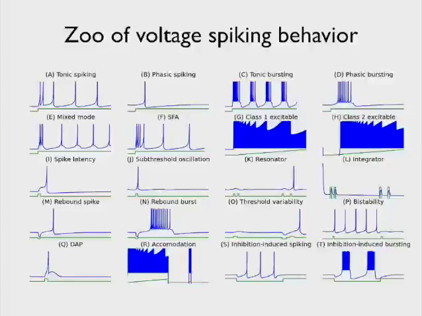Now, depending on the parameters of these equations, or many parameters, you can get different kinds of spiking behavior of the neuron. So the neuron could spike, and then spike a little later, and then spike a little later. You get tonic spiking.